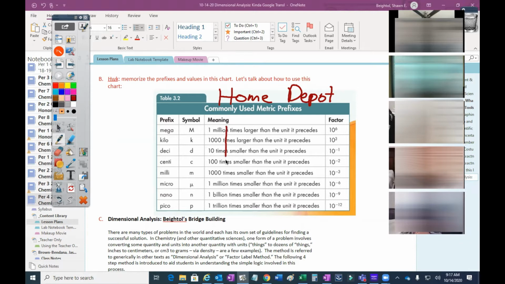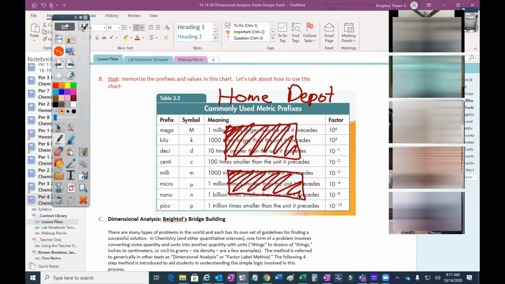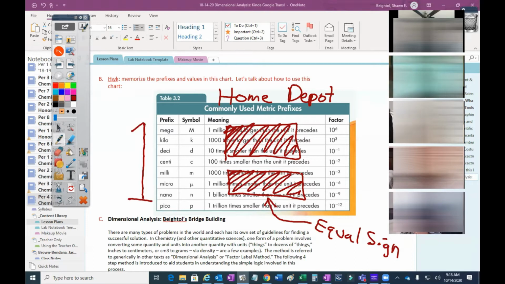In fact, if you just think of this as a big equal sign, the middle column can be replaced with a big equal sign. You put a number 1 here, and you can put a big number 1 over here if you like. What this means is one of any one of these is equal to whatever the numerical symbol is over there. So por ejemplo, 1 mega equals 10 to the 6. 1 micro equals 10 to the minus 6. 1 pico is 10 to the minus 12. Does anybody have a question?